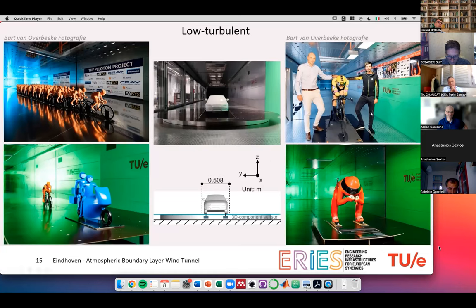So here on the right, you can see our test setup for the cyclists. And we can also test for other sports and real people in the wind tunnel. So at the bottom right here is a speed sphere. But just for completion, it is not necessarily of greatest interest for this specific project.